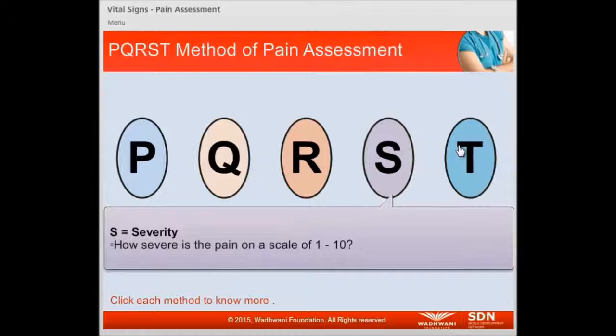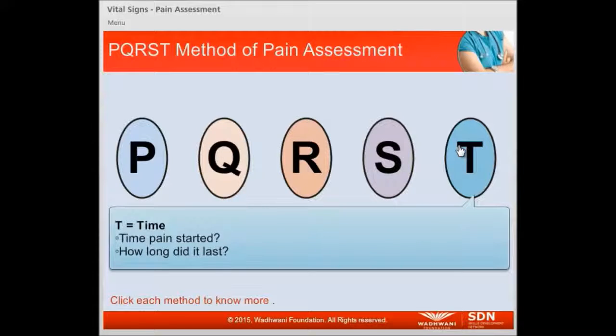S equals severity. How severe is the pain on a scale of 1 to 10? T equals time. The time the pain started. How long did it last?